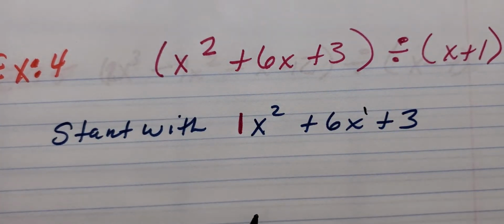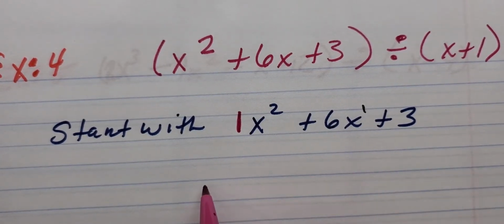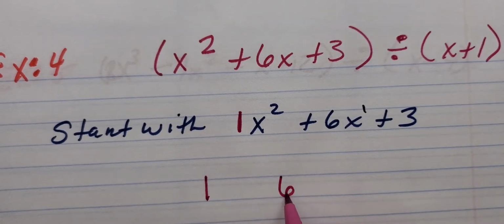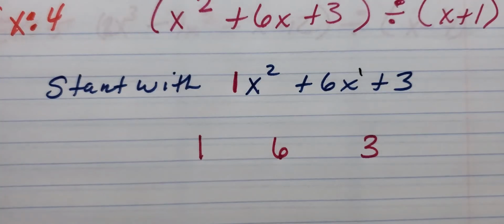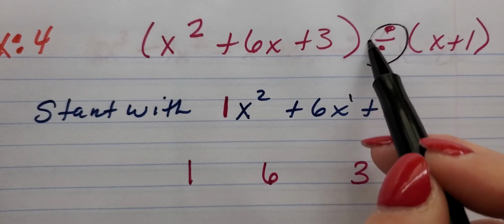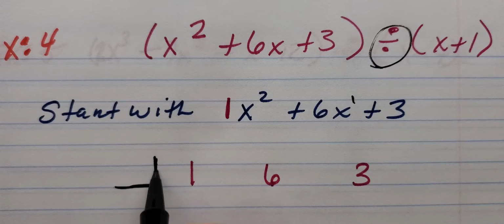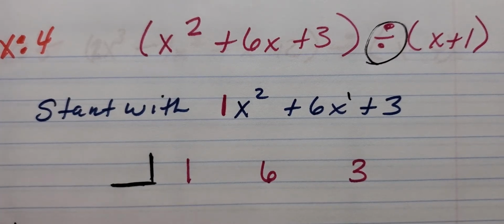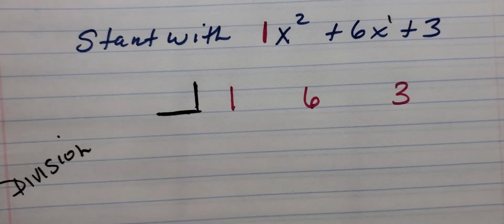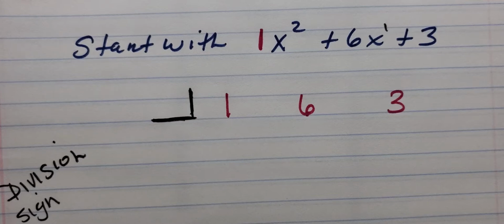And I told you we're going to write the coefficients, including this number, down without the x's. So it's going to look like this: 1, 6, 3. Then we're going to do something really strange. This division sign, unlike long division, we're going to flip it and make a box. That's your division sign. Believe it or not, that's your division. That tells me I'm dividing. It's a genius way.